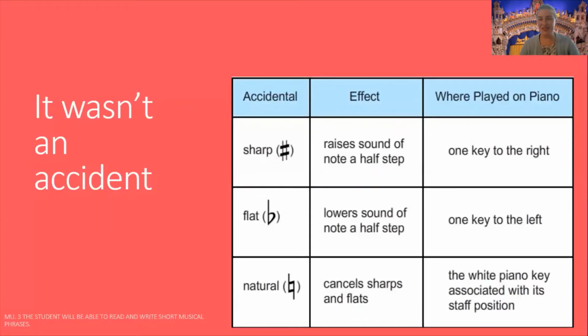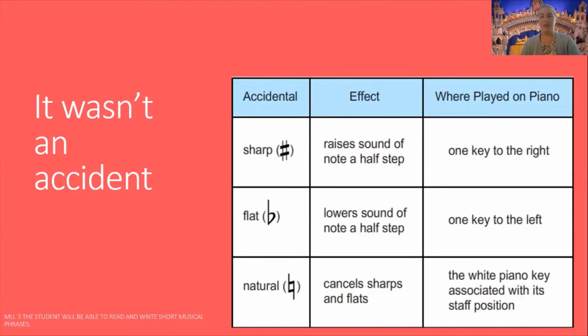So accidentals either raise or lower a pitch by 1/2 step. A sharp looks kind of like a hashtag. Flat looks a little bit like a lowercase b, and then this little symbol is called a natural. A sharp raises the pitch 1/2 step. So if the note on the staff is an F and you see an F with a sharp next to it, it raises it a half step. Instead of playing the white F key, you're going to play the black key 1/2 step above.